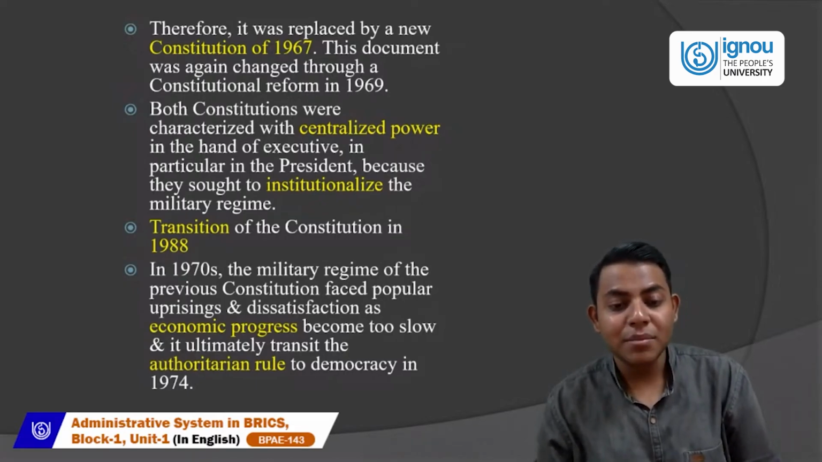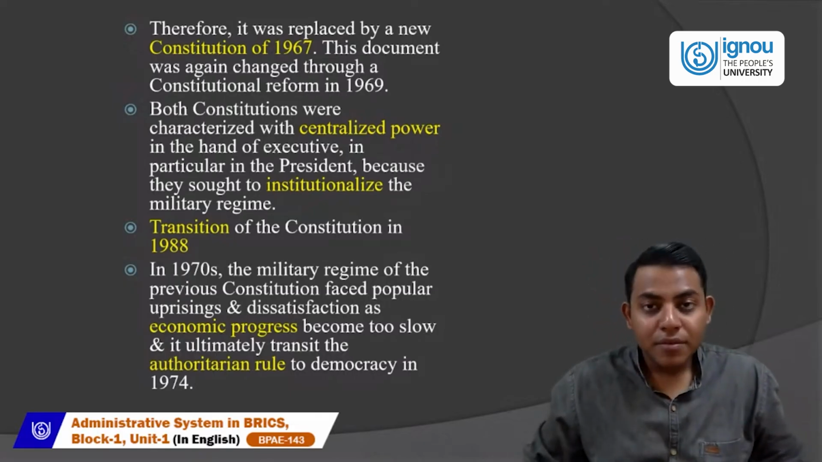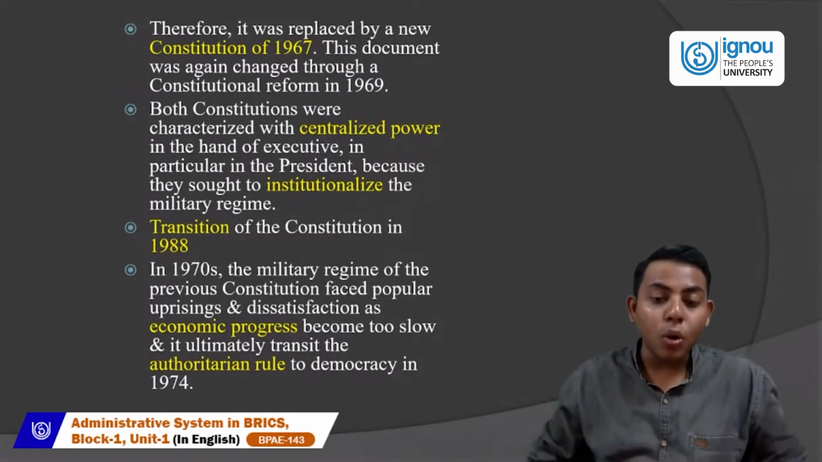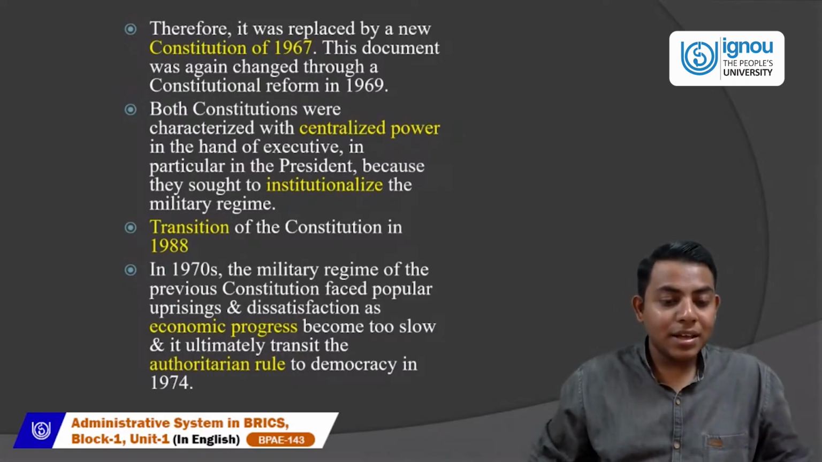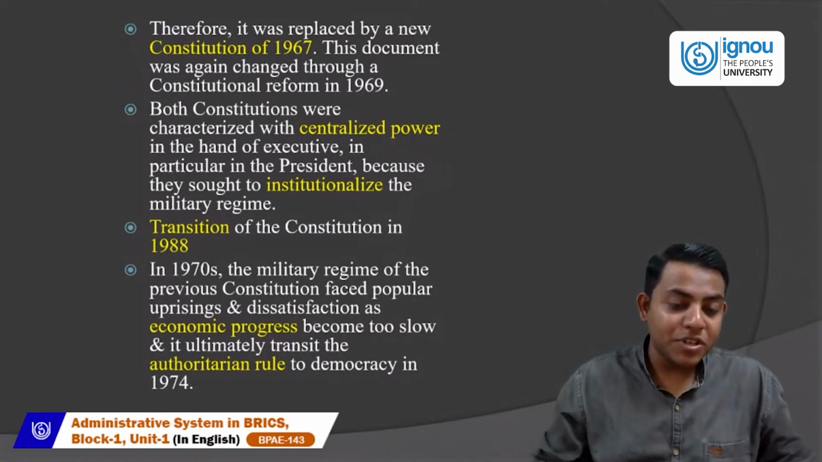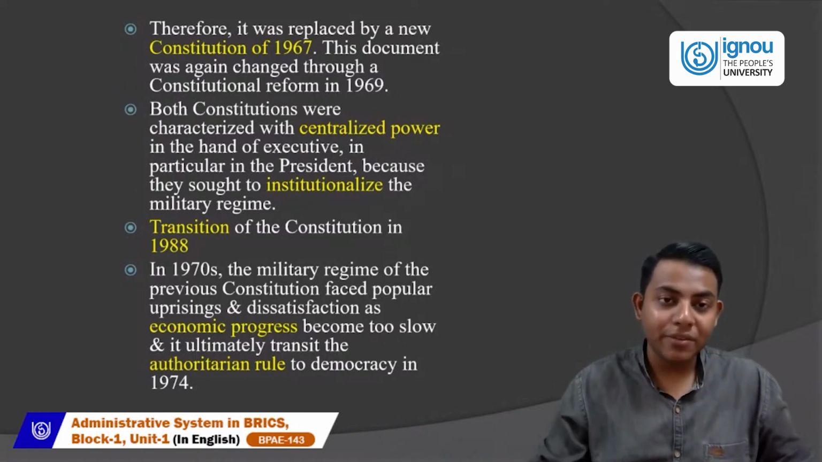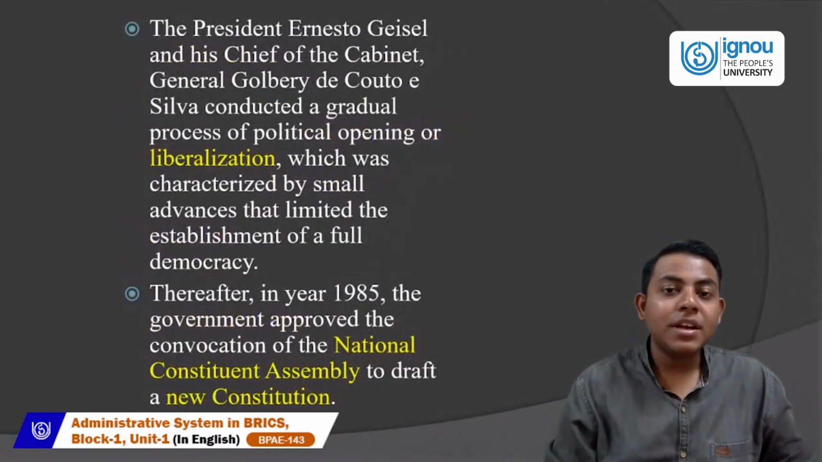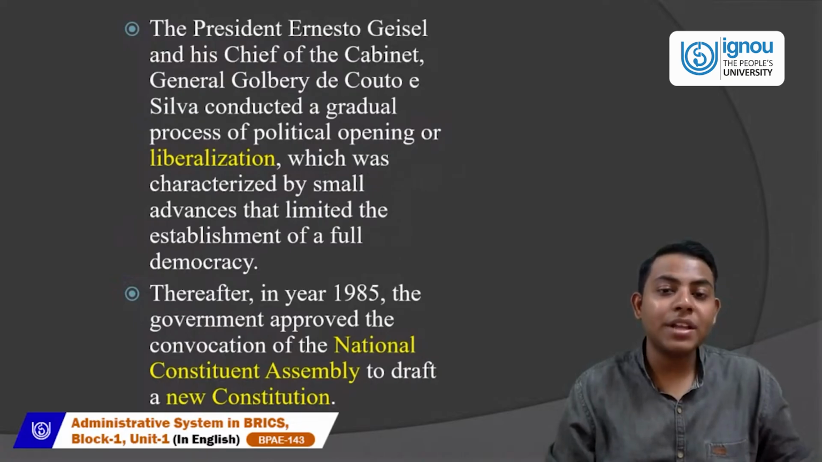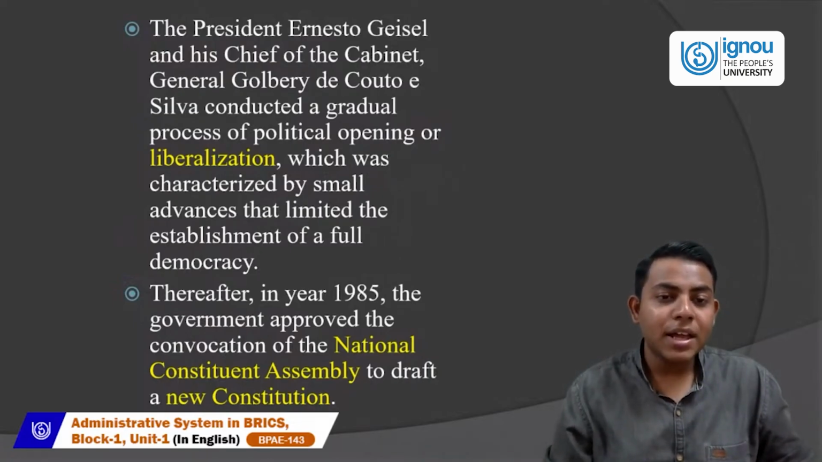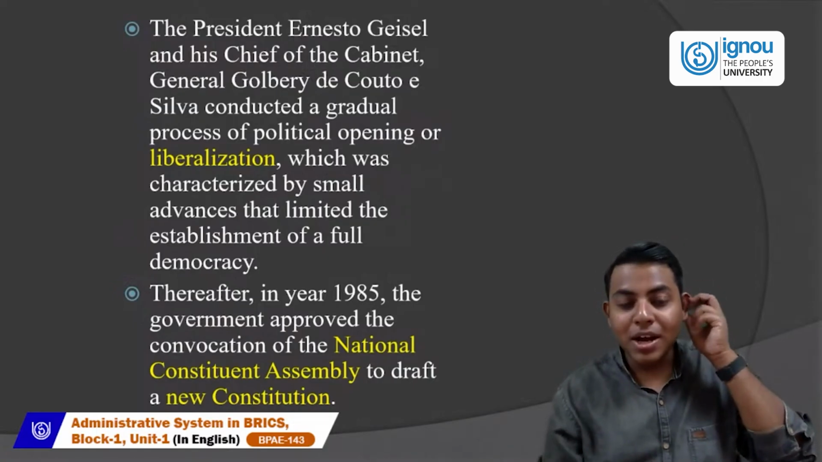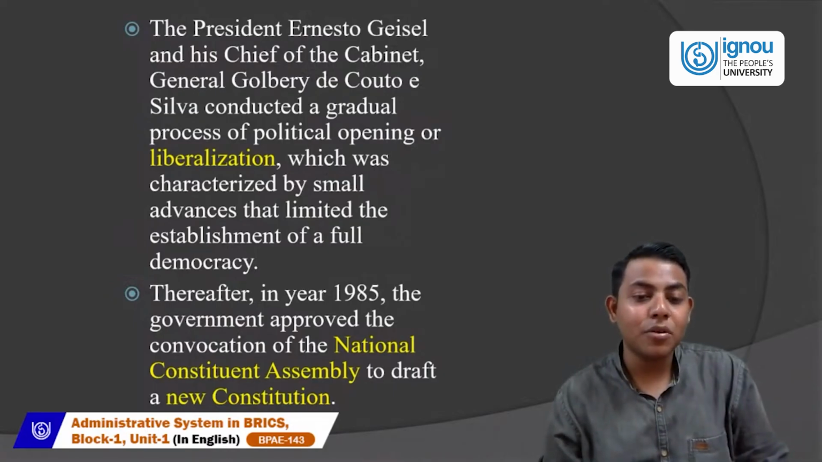In the 1970s, the military regime of the previous constitution faced popular uprisings and dissatisfaction as economic progress became too slow, and it ultimately changed the authoritarian route to democracy in 1974. The president, Ernesto Geisel, and his chief of the cabinet, General Golbery de Couto e Silva, conducted a gradual process of political opening or liberalization, and this liberalization was characterized by small advances that limited the establishment of a full democracy.